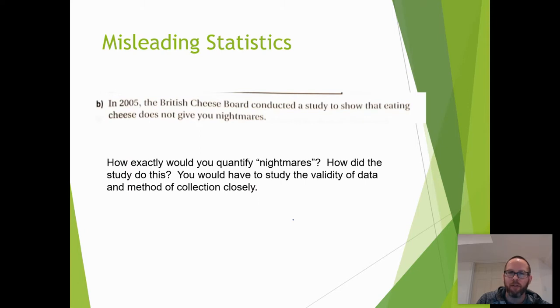If I asked you to quantify nightmares, how would you quantify nightmares? Would you have a scale rating how scary your nightmares are from 1 to 10? Or would you say on average, how many nightmares you'd have per week? How did the study do this? In a case like this, where you're trying to disprove something, like that cheese doesn't give you nightmares, you want to study the validity of the data and how they collected their data really closely.